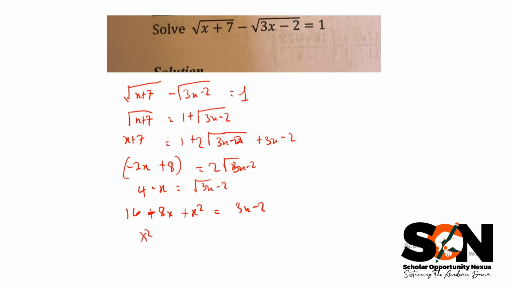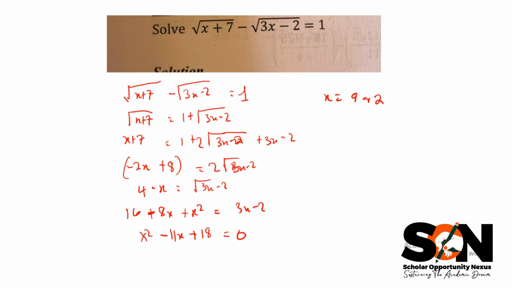After that, you get x squared minus 11x plus 18 is equal to 0. And when you solve that, you're going to get x is equal to 9 or 2.